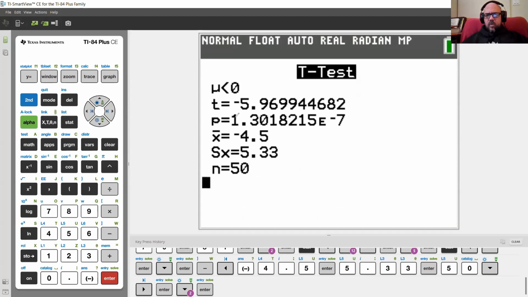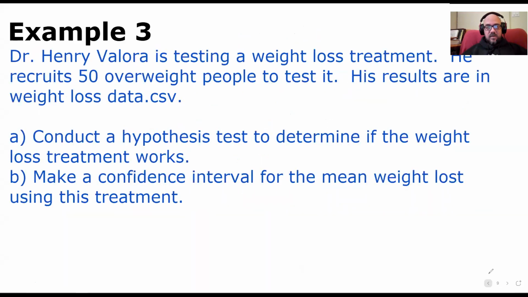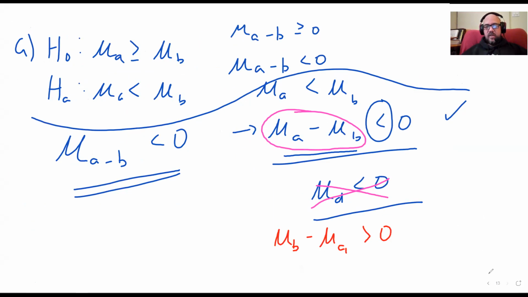So we've got a 1.3 times 10 to the negative 7 p-value. I don't need to carry a lot of decimal accuracy. I'm just comparing it to 5%. So, obviously less than 5%, even if I don't round off super accurately. All right, so conduct a hypothesis test. We did that after a fair bit of explaining.